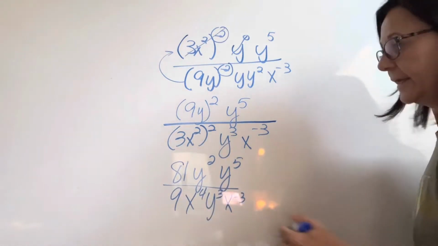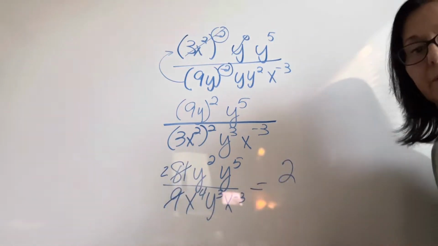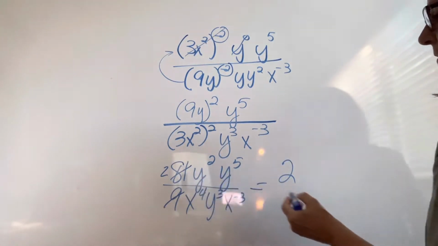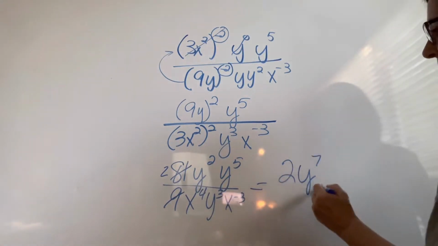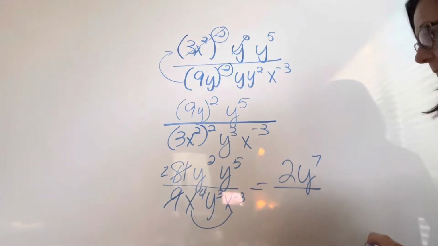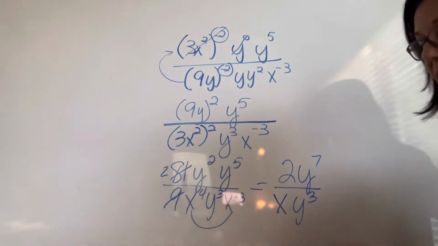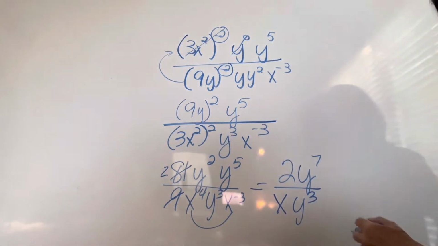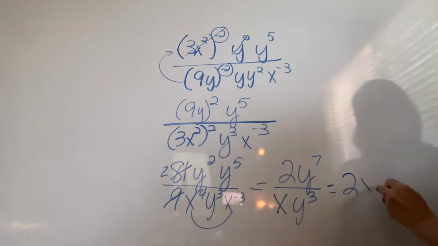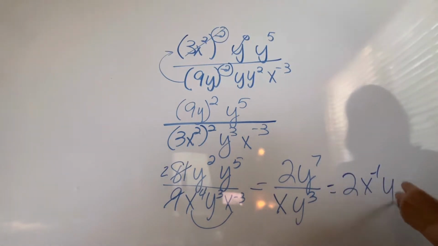All right, I can simplify 81 and 9. It becomes 9 in the numerator. Then my y's, multiplication is addition, so it's going to be y to the 7th. In the denominator, I can combine x to the 4th and x to the negative 3rd. It becomes x, and that becomes y cubed. So to move everything to the numerator, we're moving everything up. 9 stays. x moves to the numerator, it becomes x to the negative 1. y moves to the numerator, it's 7 minus 3, which is 4.